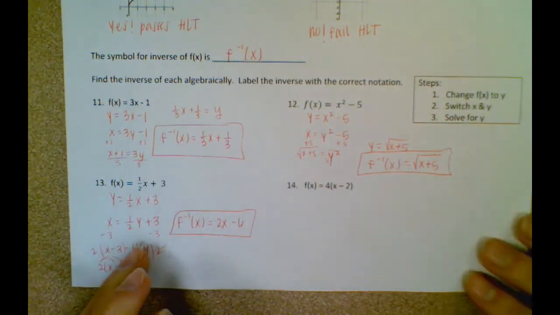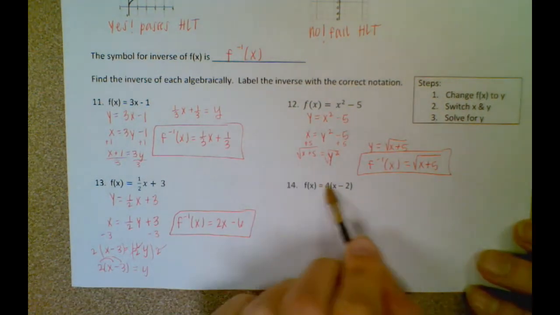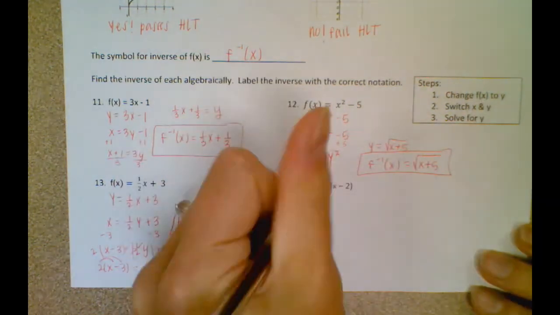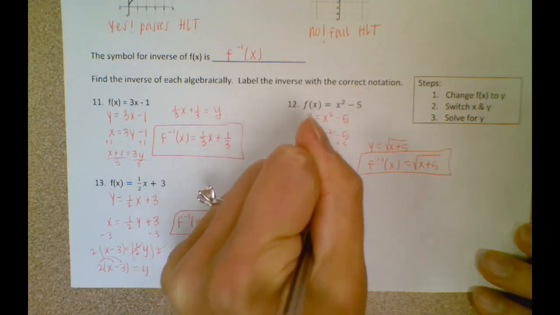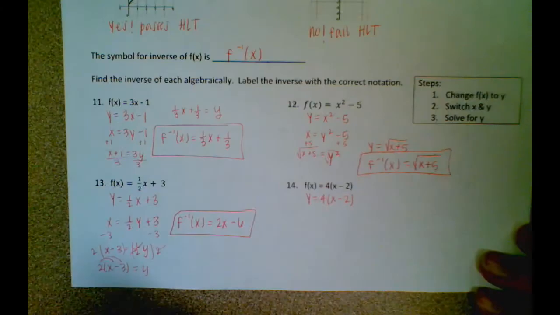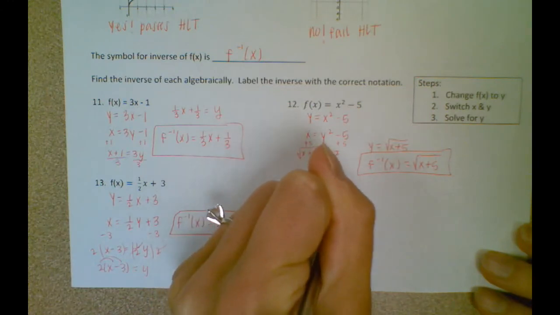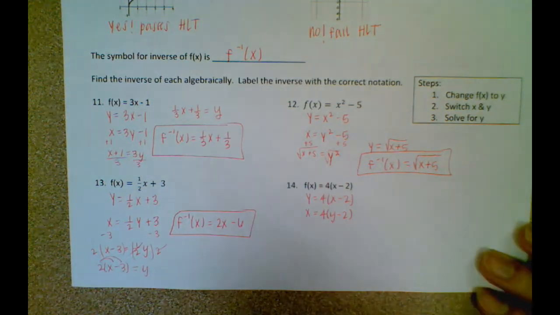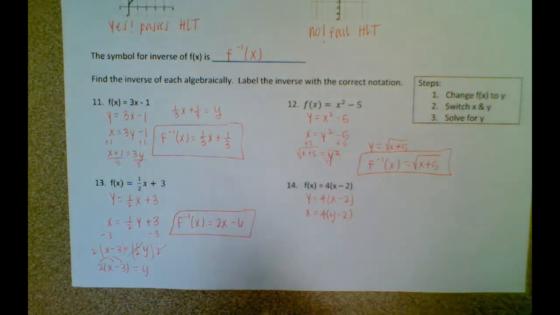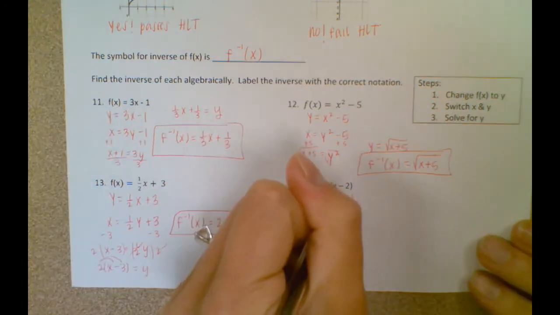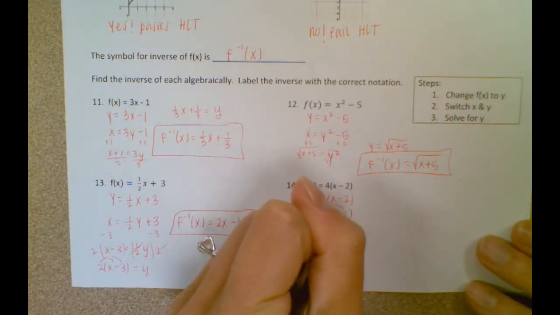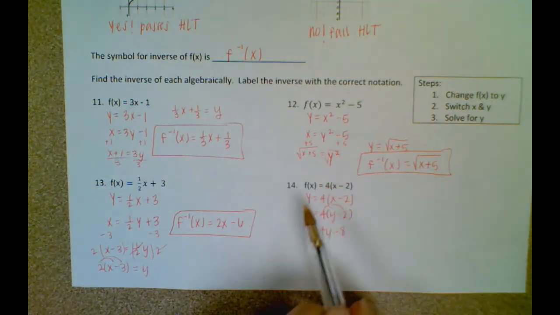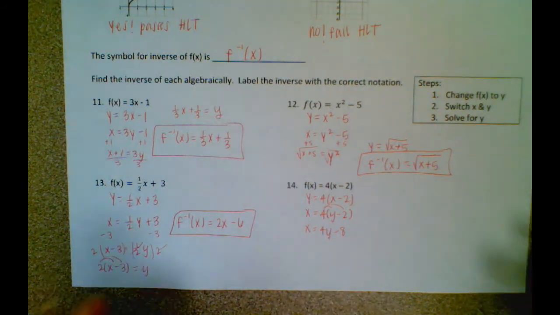All right, last question here. You guys do not need to distribute that if you don't want to yet. You can leave it like that. But let's change our f of x to y. Switch x and y. Now we're going to solve for y. You guys could distribute this if you want. If you did that up here, and then you switch x and y, you would get the exact same thing.